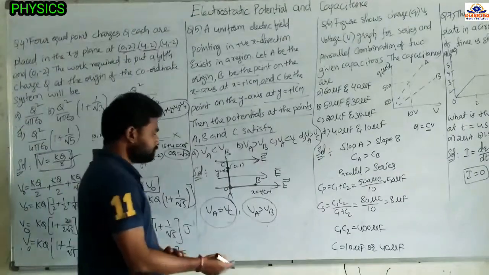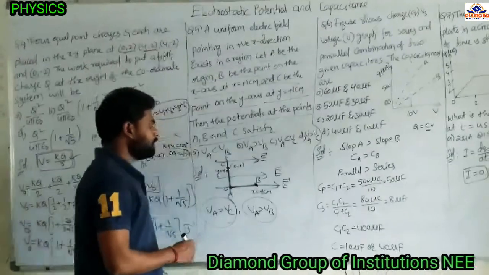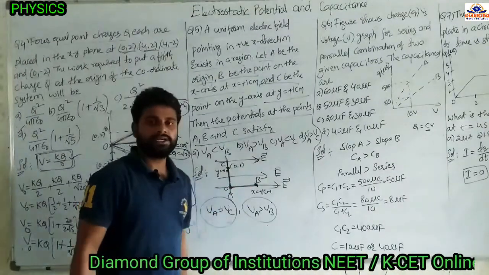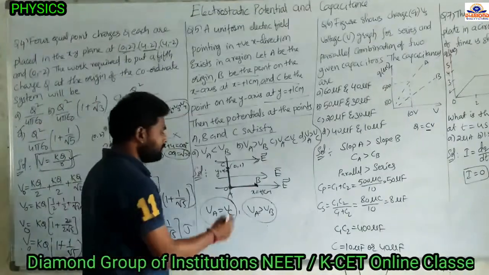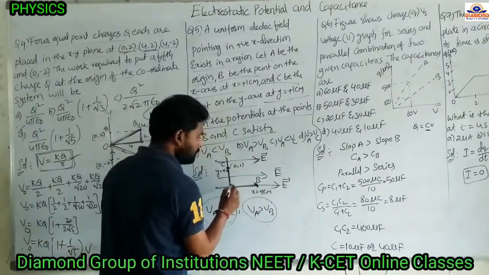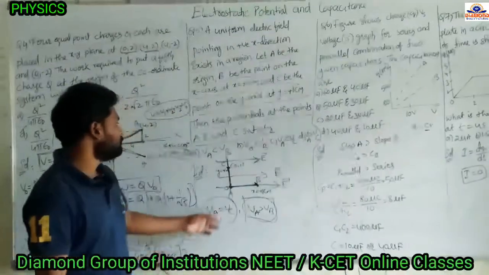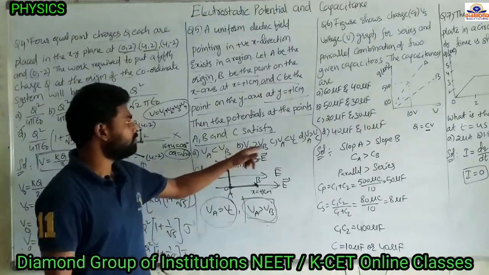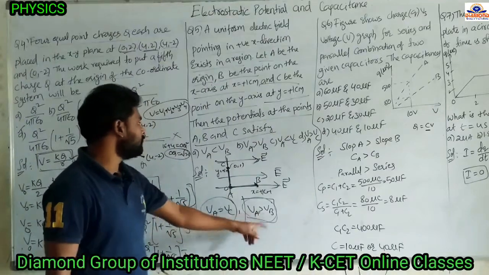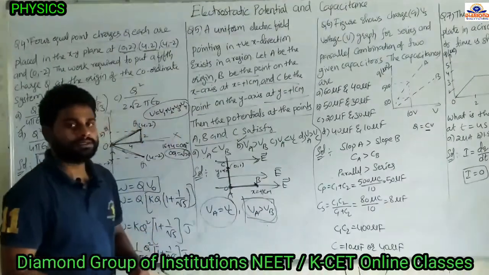And next, B is at 1 centimeter from the origin, so the potential decreases in the direction of the electric field. That means from A to B potential decreased, so A is the high potential, B is the low potential, VA is greater than VB. So which condition is satisfying? See now, VA equal to VC is not given here, VA is greater than VB, so B option is the right answer.